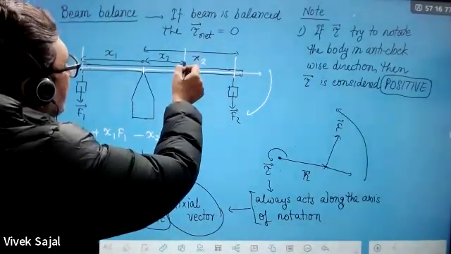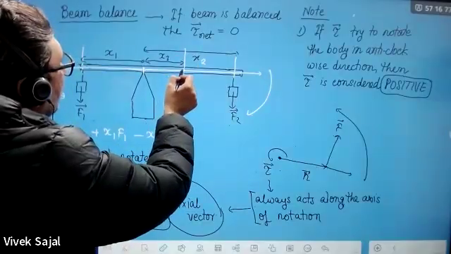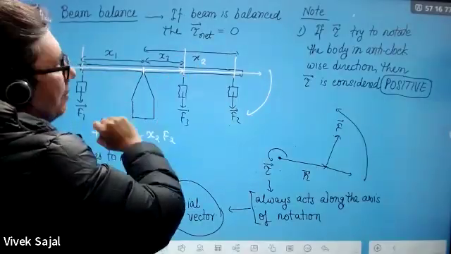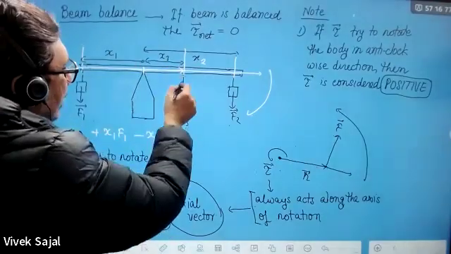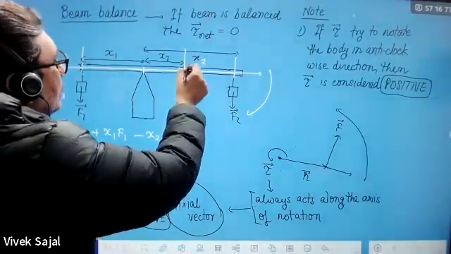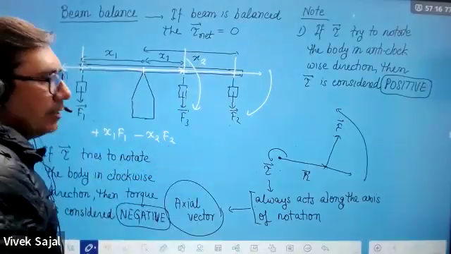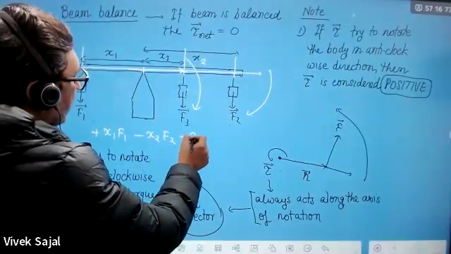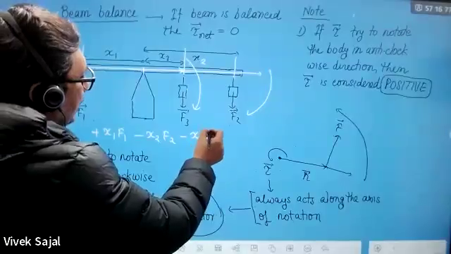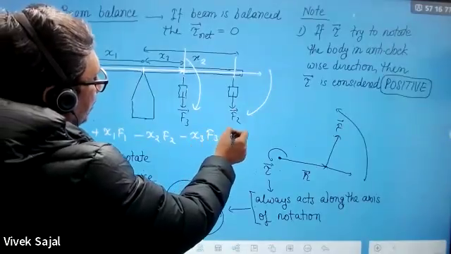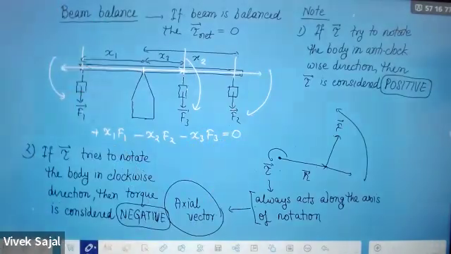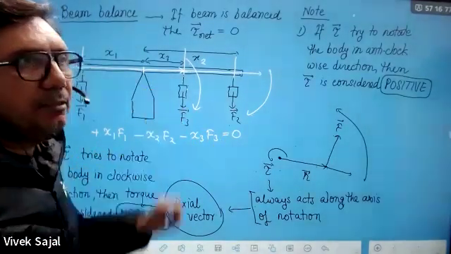Now consider this F3. Its line of action is this, so you will draw a perpendicular like this. This will be the P vector, this is x3 and this is F3. Again this force is going to rotate in clockwise direction, so it will be negative: minus x3 F3. And the sum is going to be 0. So the net torque acting on this beam is 0.